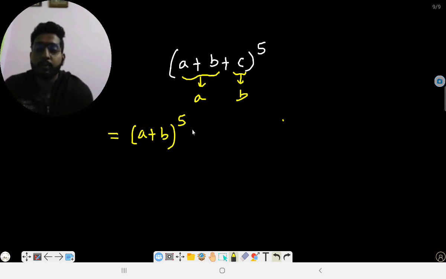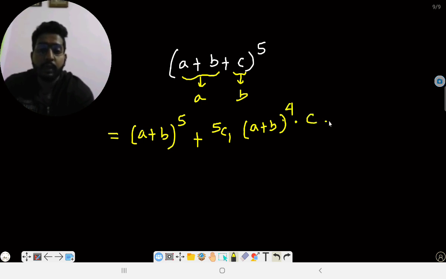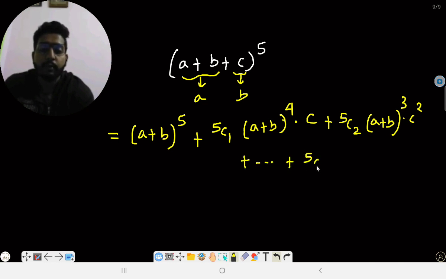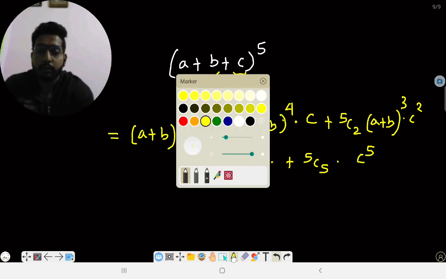So this is (a plus b) whole to the power 5, plus next 5C1 (a plus b) whole to the power 4 into c. Next it will be 5C2 (a plus b) whole cube into c square, and so on, and like this the last term will be 5C5 c to the power 5. Now observe this one properly.